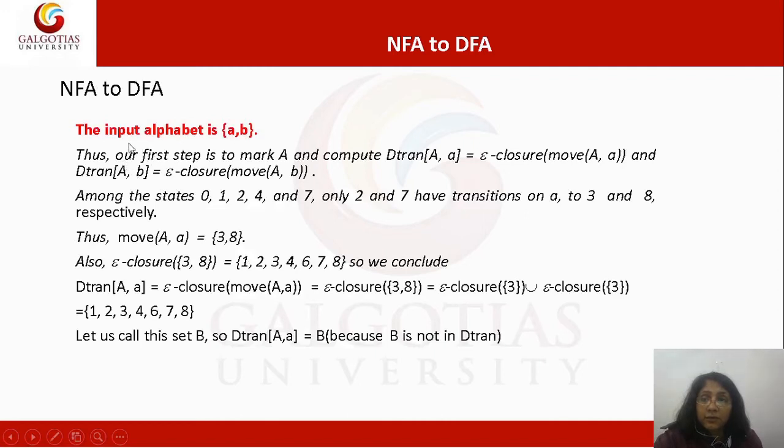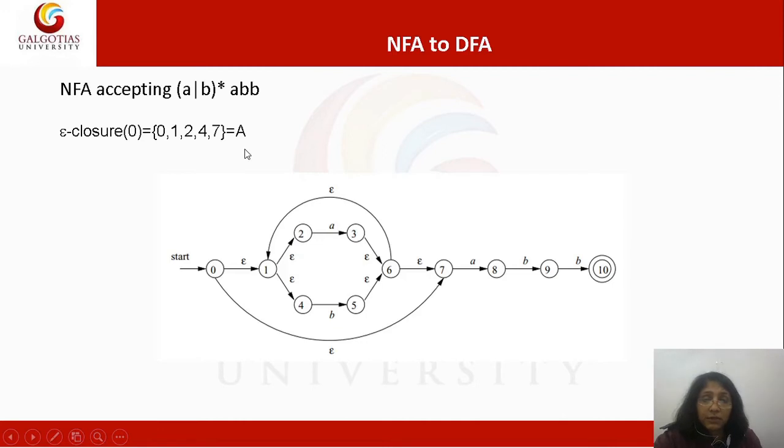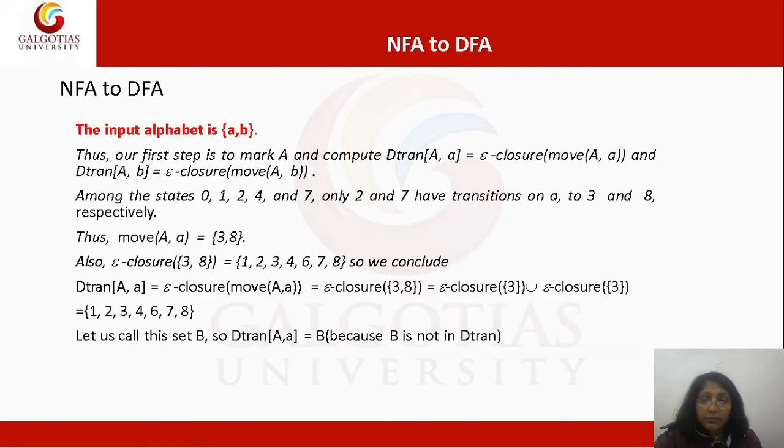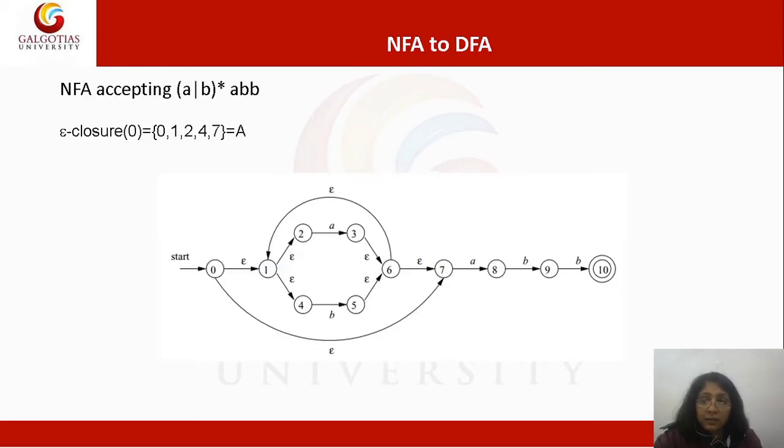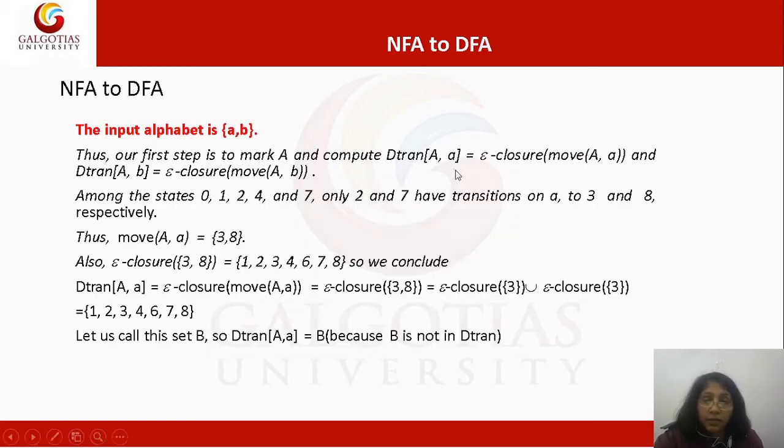So our first step is to mark this state A. Mark this state and compute. Next we are going to compute the transition of A on input symbol a, which is equal to epsilon closure of move of A comma a. And similarly, we are going to compute the transition of A comma b for the input symbol b, which will be computed as epsilon closure of move of A comma b.